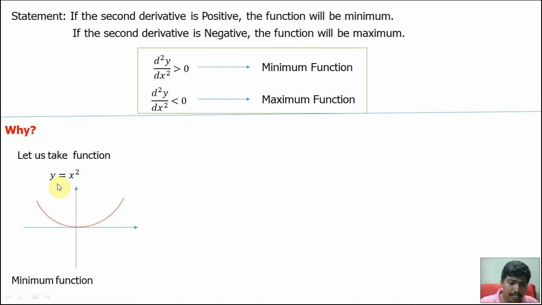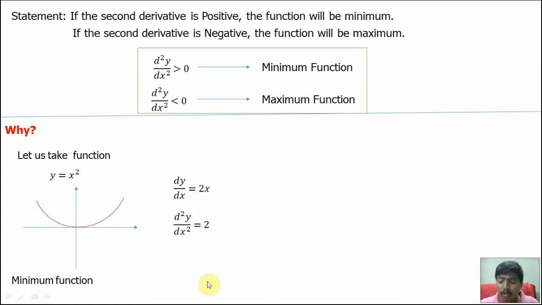If we differentiate this, we will get the first derivative dy by dx is equal to 2x. The second derivative value is 2, positive. So for the minimum function, the second derivative is positive. Okay, if the second derivative is positive, the function will be a minimum function.